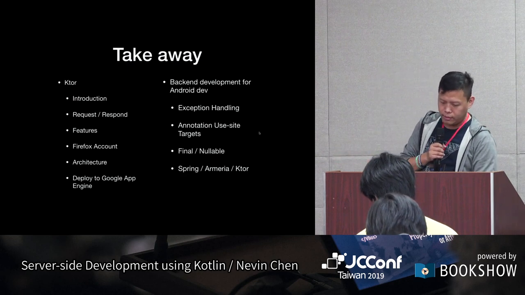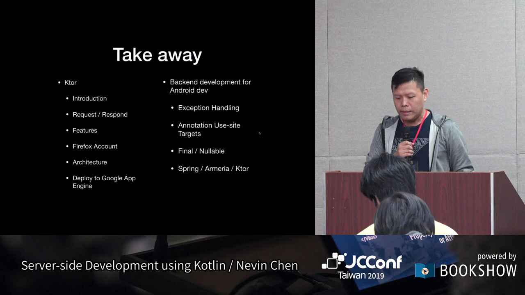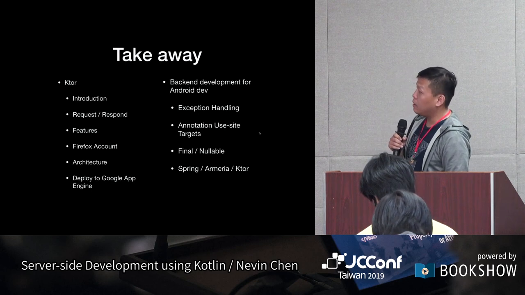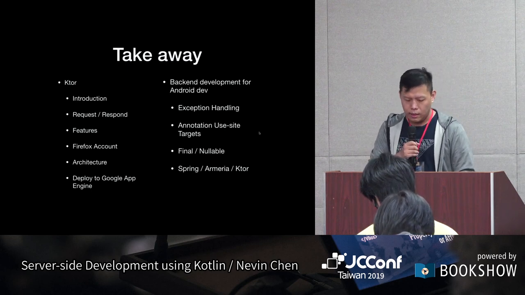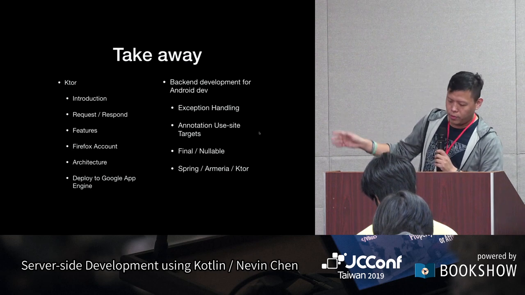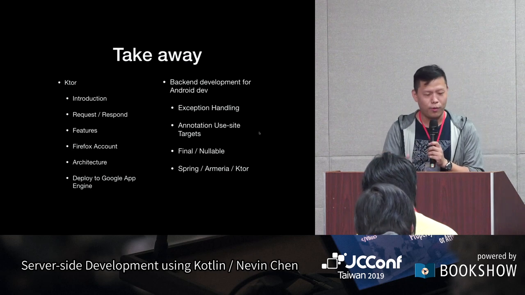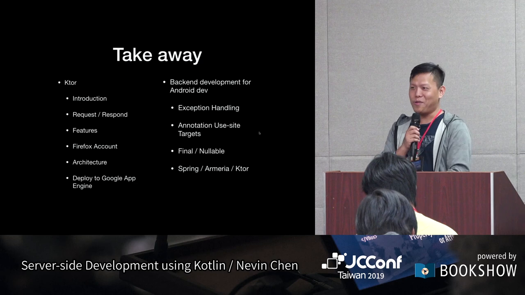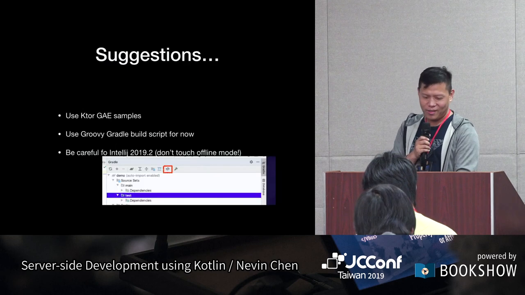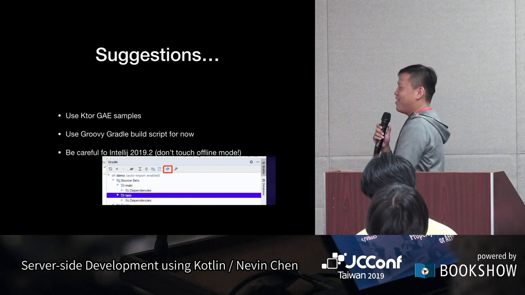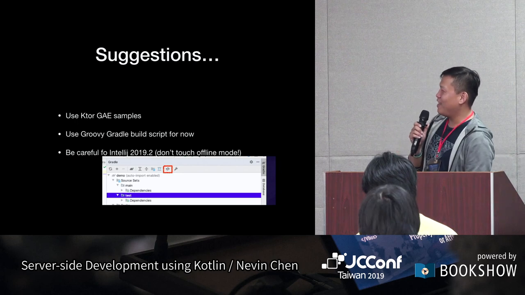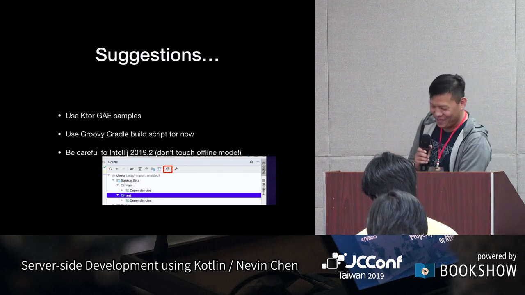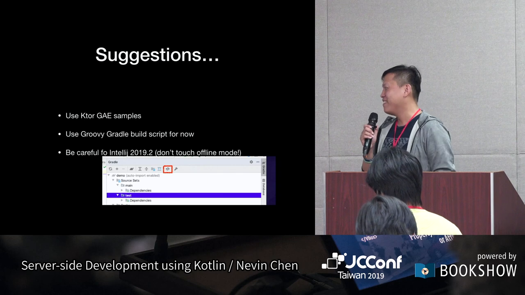Annotation use-site targets. Final, enumerable stuff in Kotlin, and there are some Spring Kotlin things. Just to let you know that you can do Kotlin in the server world, definitely for sure. So go try. Use the Kotlin GAE samples. Use Groovy Gradle build script, otherwise you'll spend a lot of time fighting with the build script.